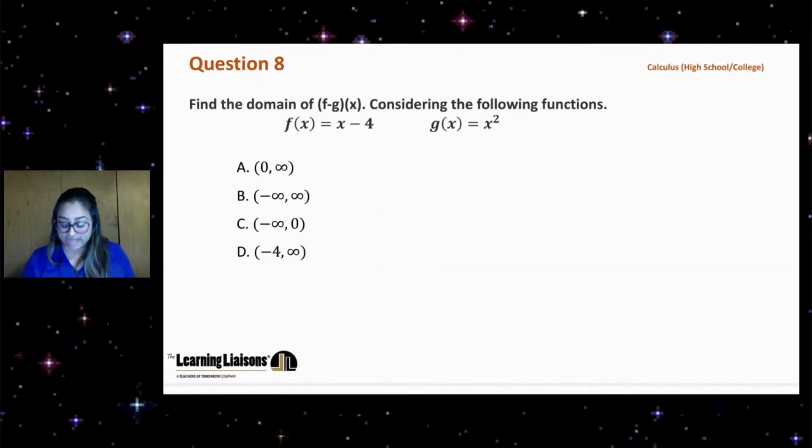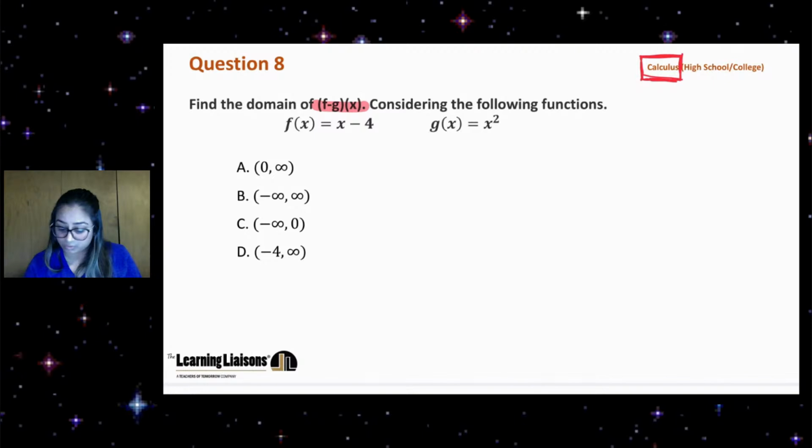Okay, question 8. We've got 8, 9, and 10. We're almost there. Promise I'd be better at this. So we have another calculus problem. I know, I can hear the oohs out there. So we need to find the domain of f minus g of x, considering the following functions that they gave us. f of x is x minus 4, and g of x is x squared.